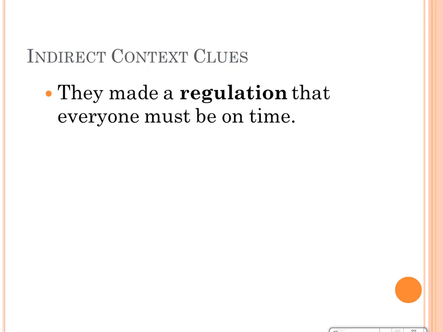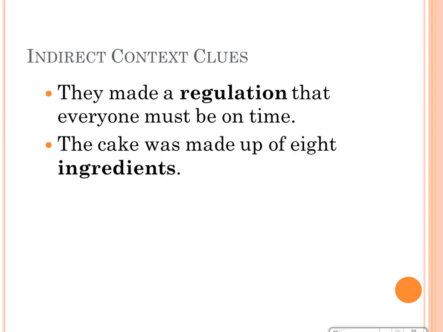Sometimes a context clue is less directly stated, and you have to figure it out. This is called an indirect context clue. For example, what is the meaning of the words in bold print in the following sentences? They made a regulation that everyone must be on time. The cake was made up of 8 ingredients. Take a few seconds and try to figure out, what does regulation and ingredients mean?